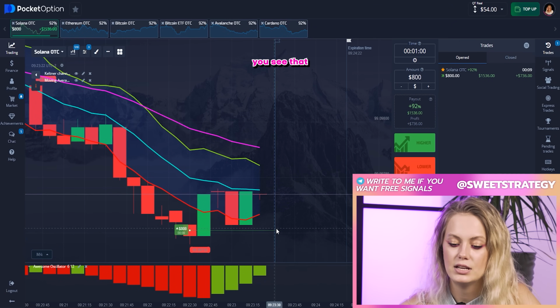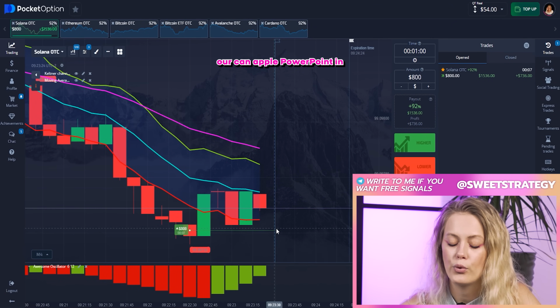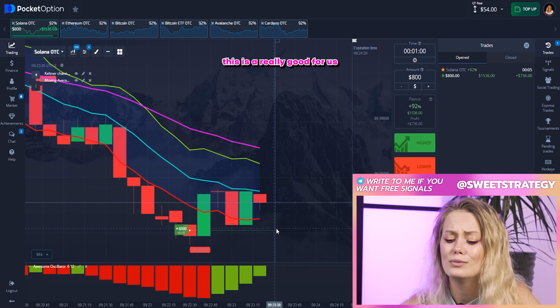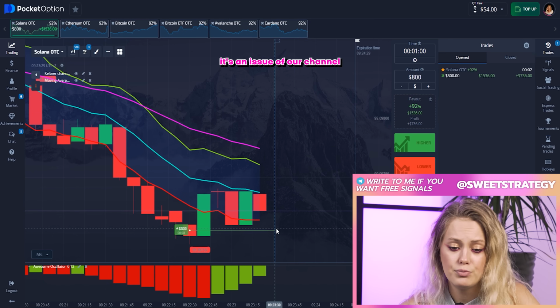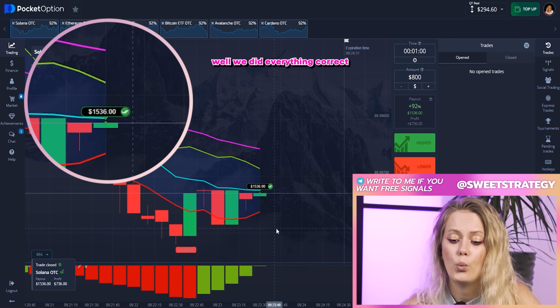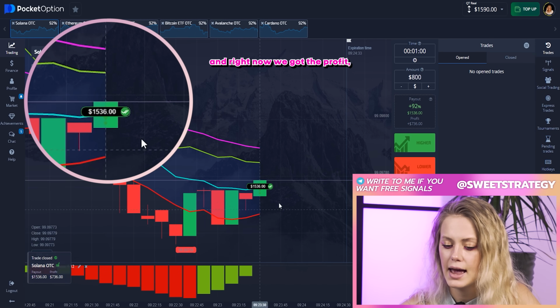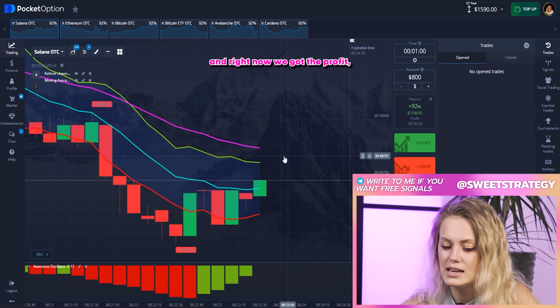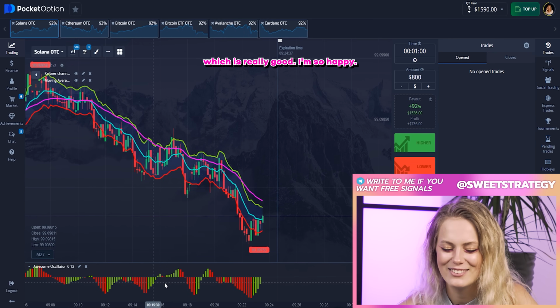So right now you see that our candle is up at our point, and this is really good for us. It's in the Keltner channel, so everything went well. We did everything correctly, and right now we got the profit. This is really good. I'm so happy.